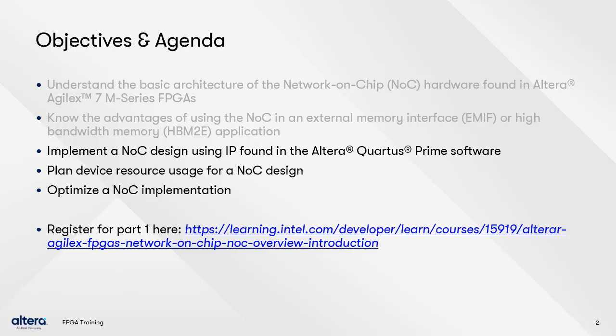This is part 2 of a 2-part training that provides a general overview of all aspects of working with the network-on-chip, or NoC hardware, found in certain Altera Agilex FPGAs. The listed objectives cover the main aspects of the NoC discussed in the training. In Part 1, you learned about the basic architecture of the NoC and how it works, looking at the advantages of using the NoC with an external memory interface, or EMIF, or with the high bandwidth memory, or HBM, found in these devices. Here in Part 2, you'll learn how to implement a NoC design in the Altera Quartus Prime software using IP and other available tools.